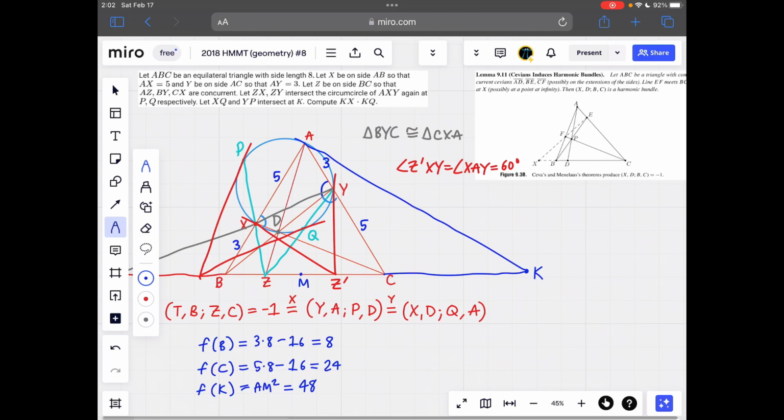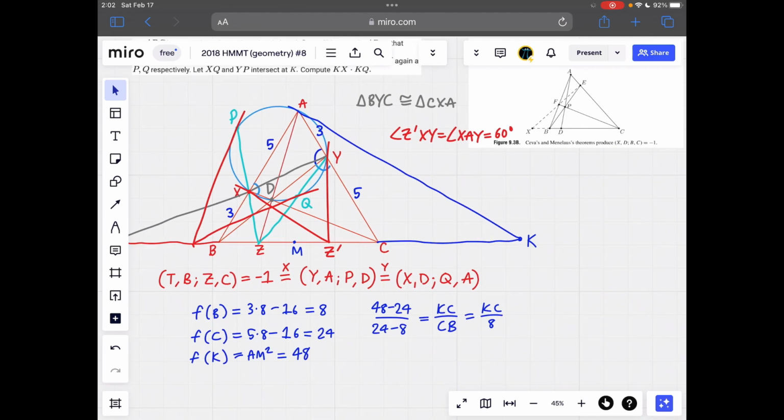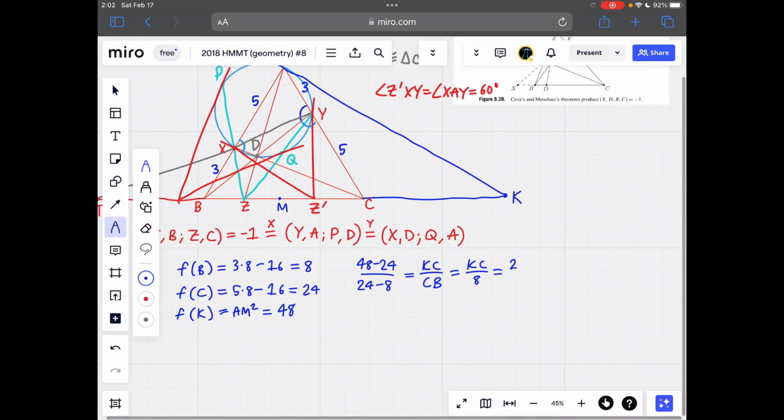And now we can use linearity. We know that 48 minus 24 over 24 minus 8 is equal to K minus C over C minus B, which is just KC over 8. 48 minus 24 is 24. 24 minus 8 is 16. And so we get KC is equal to 12. There we go. That's 12.